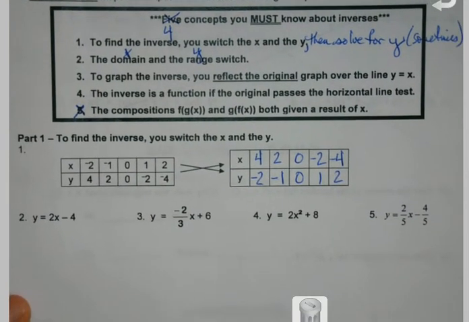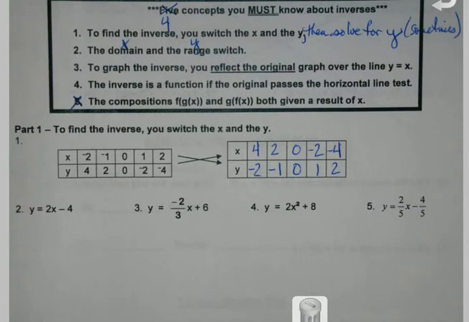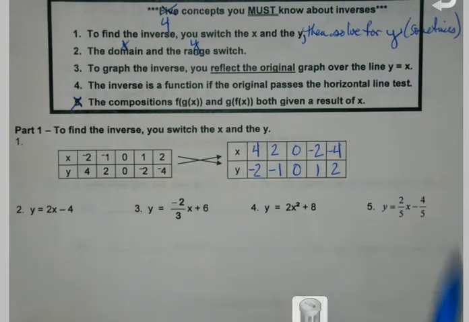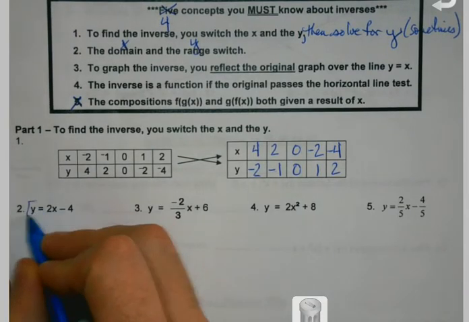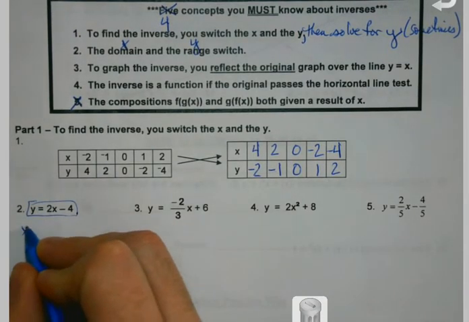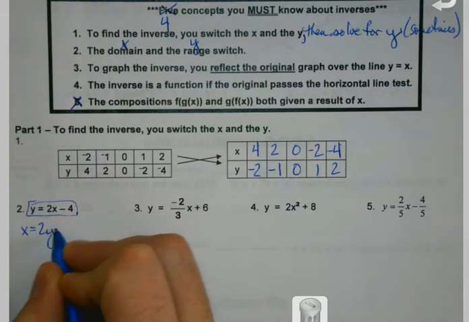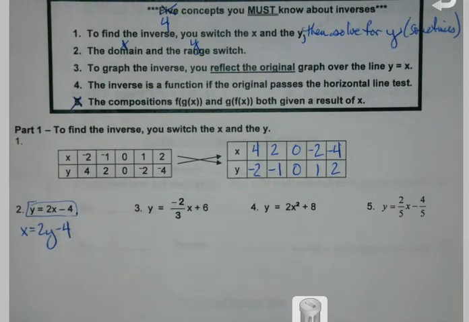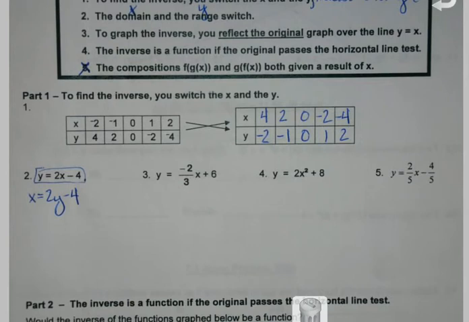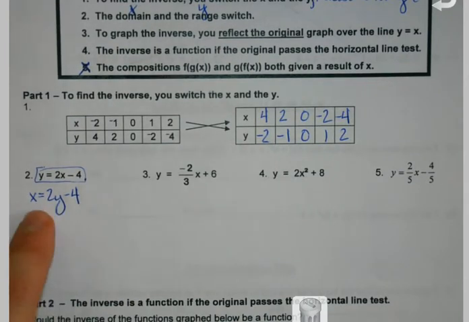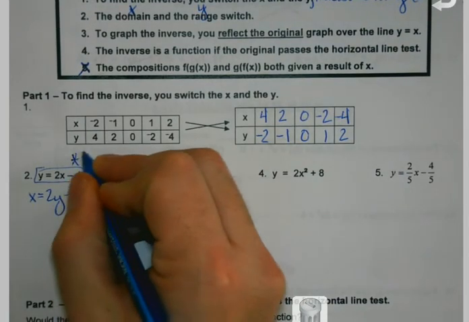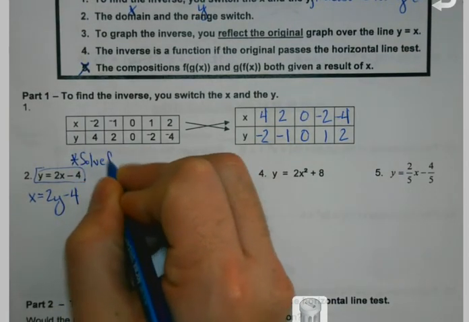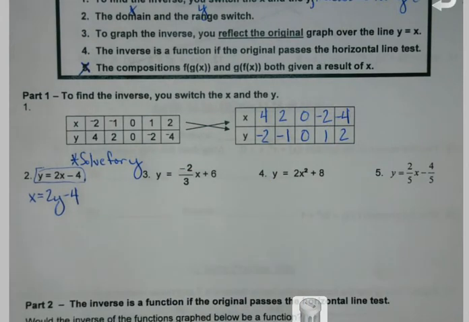Now if you have it in equation form, like we do here, this one's a little bit of a process, so stick with me. Okay, here's my original. What I want to do then is switch the x and the y, sort of like what I did with the numbers up above, except now I'm doing it with the literal variables. But here's the kicker. Once you switch, I'm going to solve each of these equations for y.